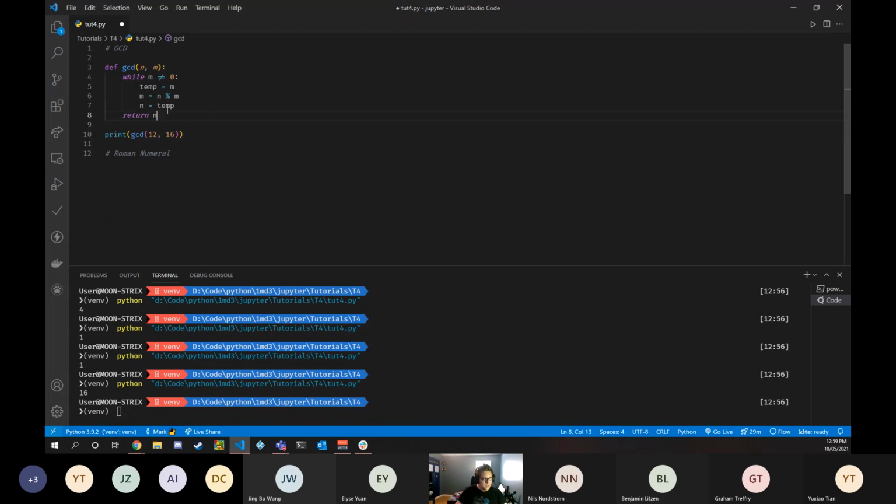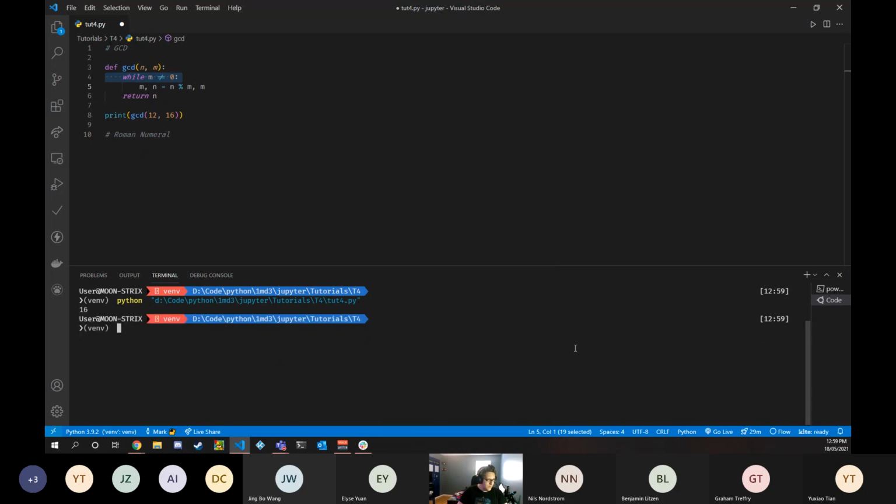However, I can then realize all I'm doing is swapping the variables. M equals n mod m, n equals m. So what I'm going to just do is use Python's notation and make that one line. And if I run this, I run this and I get 16.